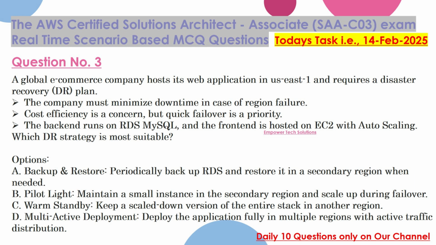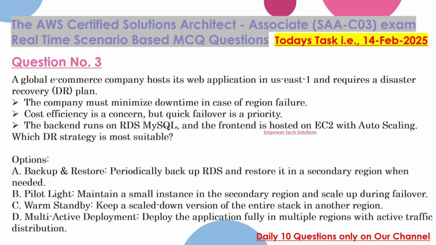Question 3. A global e-commerce company hosts its web application in US East 1 and requires a disaster recovery, DR, plan. The company must minimize downtime in case of region failure. Cost efficiency is a concern, but quick failover is a priority. The backend runs on RDS MySQL, and the frontend is hosted on EC2 with auto-scaling. Which DR strategy is most suitable?